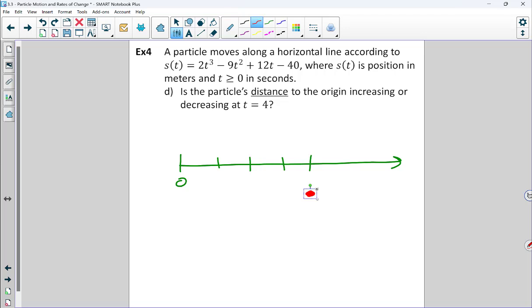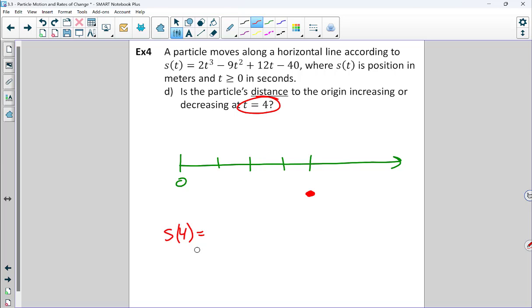So we need to be careful with how this question is phrased. Is the particle's distance to the origin increasing or decreasing? That's going to depend on not only is the velocity positive or negative, but also is the position positive or negative at t equals 4. So let's start with the position. At t equals 4, S of 4. Now, you would never be asked to do this by hand. Feel free to use your calculator. I'm going to do this by hand just to show off because I don't really care what the number is. I just care is it positive or negative.